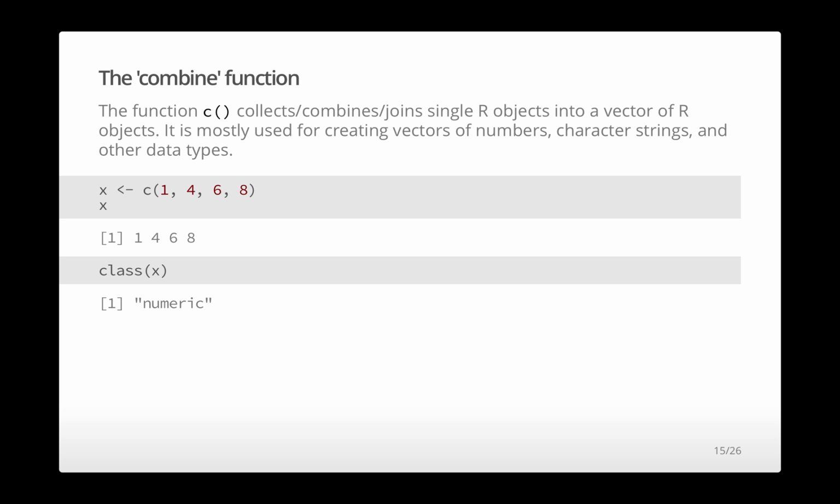So again, I think this is probably the 1%. We just wanted to reiterate that you can use the assignment operator, but I would still use the equal sign. So you can say x equals c(1, 4, 6, 8). And you can print it out. And the class of x is numeric.